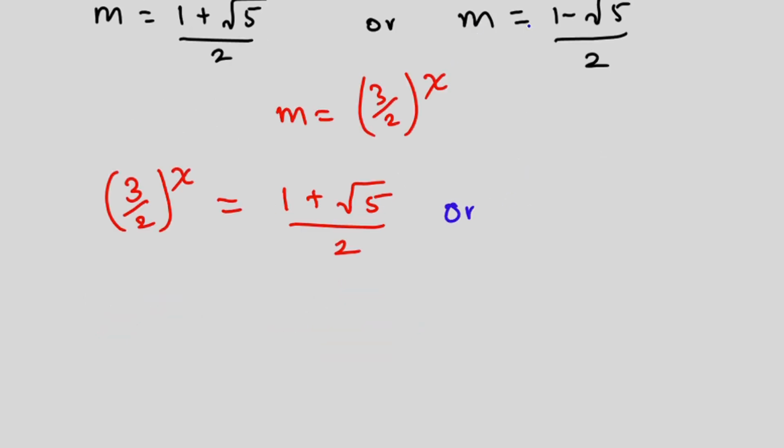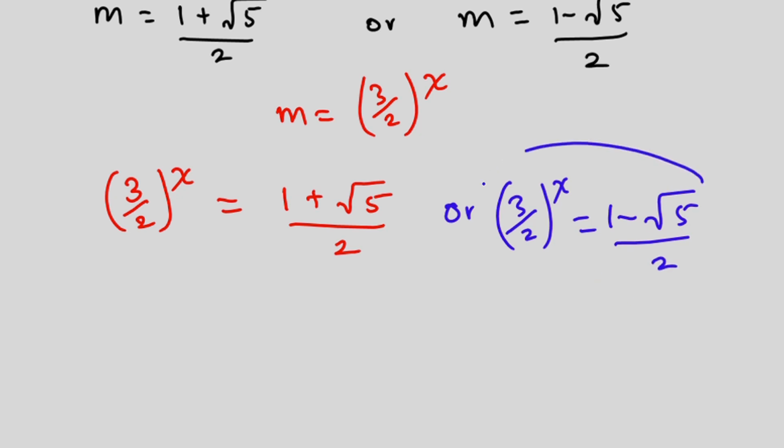Or when m is equal to this one, we're going to have (3/2)^x = (1 - √5)/2. Now let's consider this equation first. (3/2)^x on the left hand side of the equation is always positive. No matter what the value of x is, this whole thing will be positive. Now on the right hand side, we see that because of this root 5, it will make everything negative. So for real answers, this statement is not true.